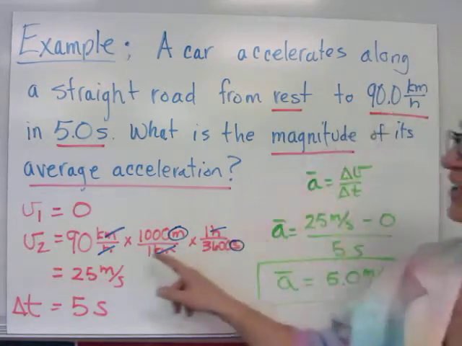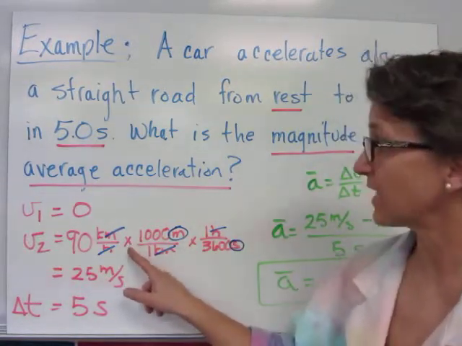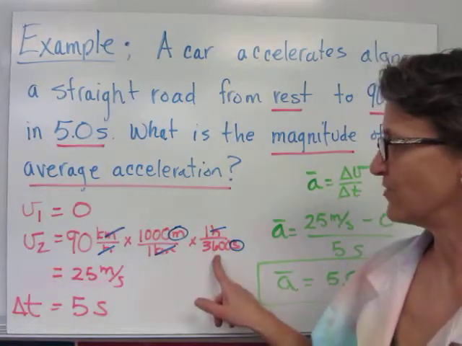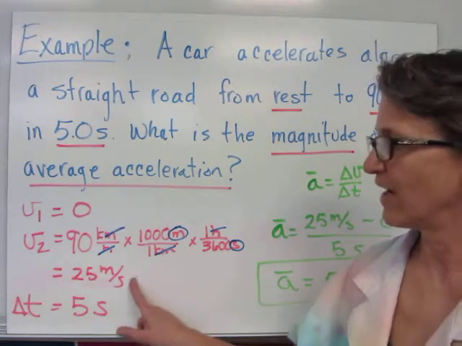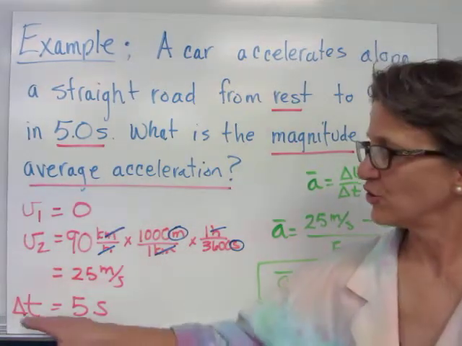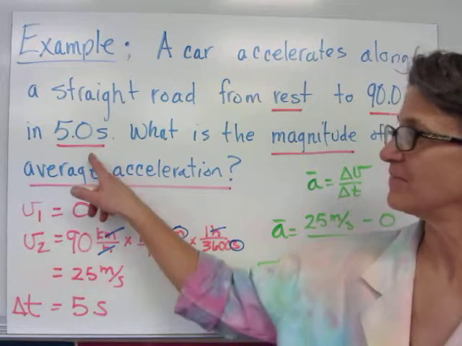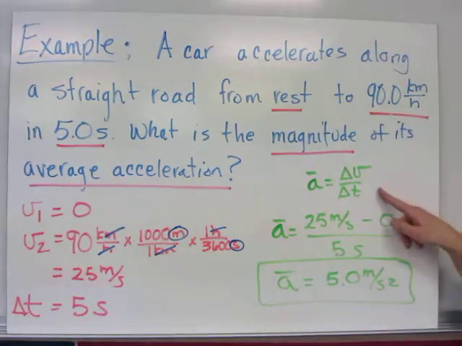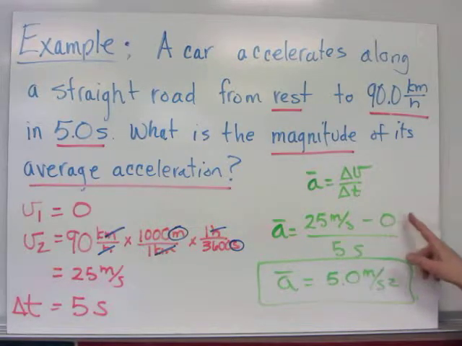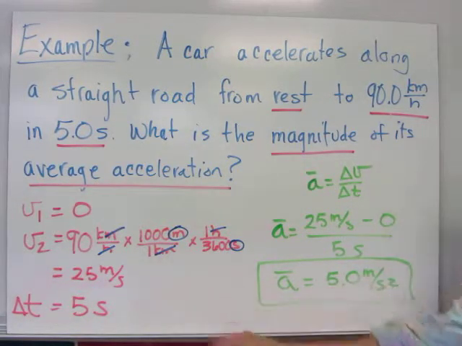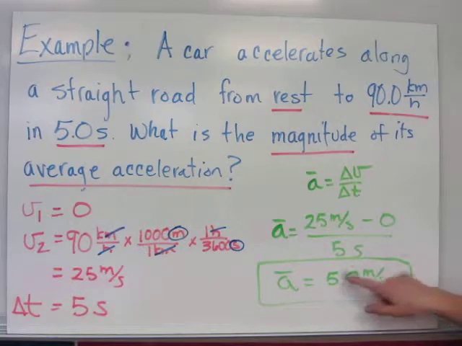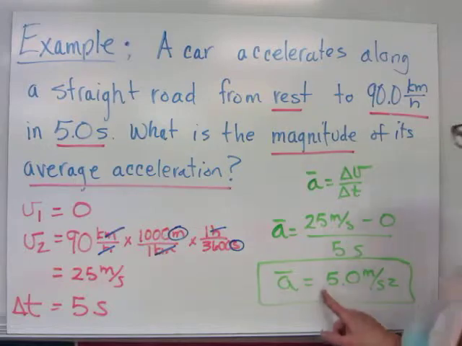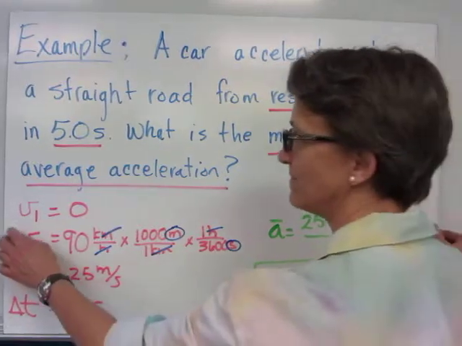Comes from right there. You need to change that to meters per second. So 1,000 meters in a kilometer. Hour has 3,600 seconds. You have 25 meters per second. Your change in time is the 5 seconds. Using your acceleration equation, delta V over delta T, 25 minus 0, so make sure you're using the proper units, divided by 5, gives you 5 meters per second squared as your acceleration. So you're speeding up. It's a positive acceleration.